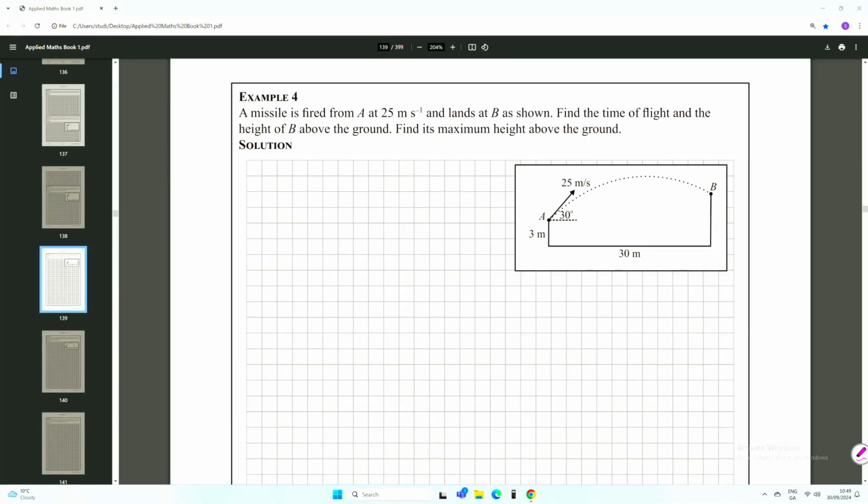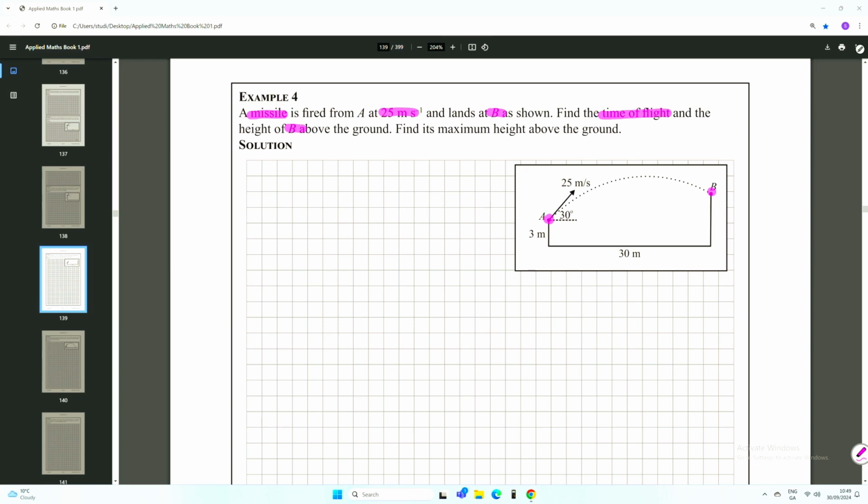So in example 4, we've got a missile, just an object thrown through the air, and it's projected from A at 25 meters per second and lands at B as shown. Find the time of flight, the time it takes to go from A to B, and find the height of B above the ground. I'll look at the last part when I've finished that.